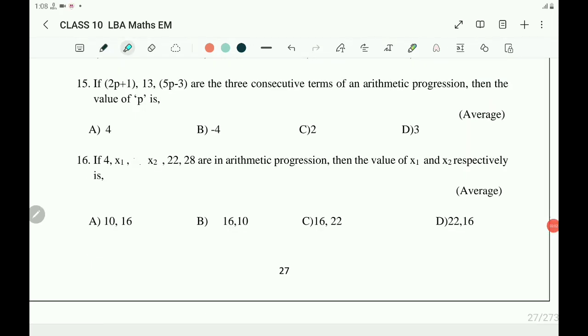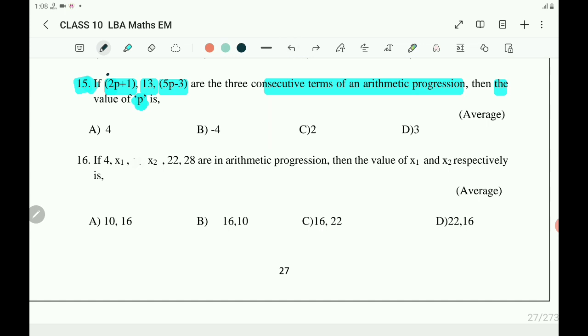Now you take the question number 15. If 2p plus 1, 13, 5p minus 3 are the 3 consecutive terms of the arithmetic progression, then the value of p is? 2p plus 1, 13 and 5p minus 3 are in AP. They are the 3 consecutive terms of an AP, means they are in AP. And what we have to find out? We have to find the value of p.